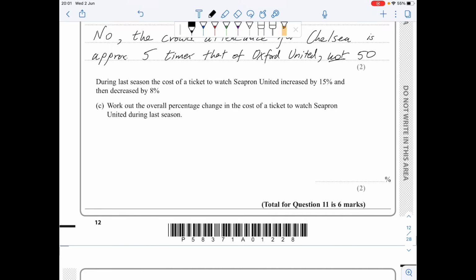Then for part C, I will start with the cost, which I don't know. If there's an increase by 15%, it means I'm going to multiply by 1.15. And if there's a decrease, then the multiplying factor is 0.92. And if I do this multiplication, I will have cost times 1.058. So overall, I have an increase of 5.8%. Note that since 5.8 is positive, an increase is being implied.